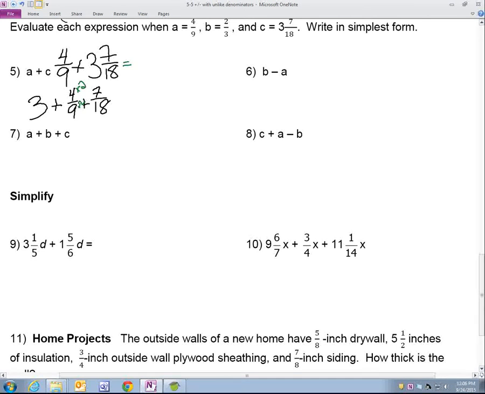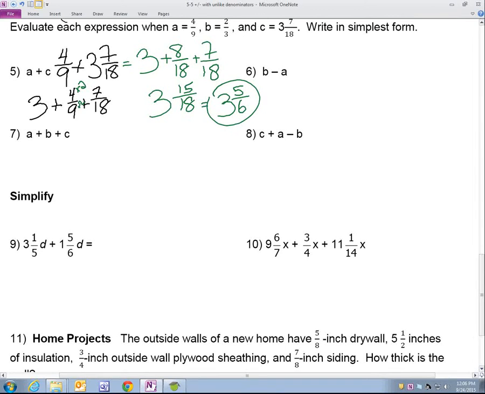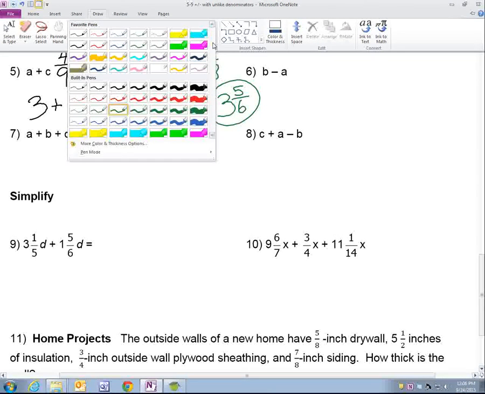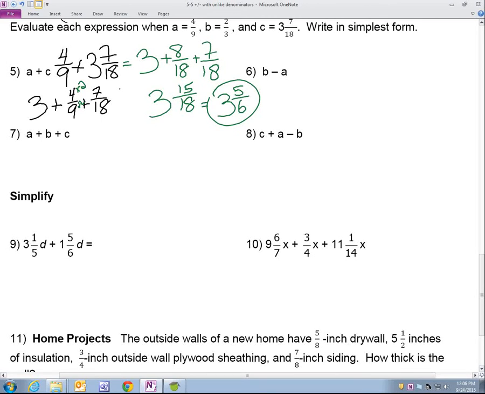So it comes out to be 3 plus 8 over 18 plus 7 over 18. Combining those, I have 3 and 15/18. Am I done? They have a common factor of 3, which means I need to divide that fraction by 3. So now I have 3 and 5/6.